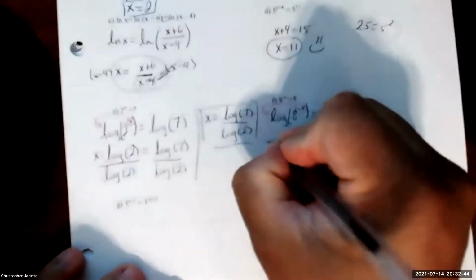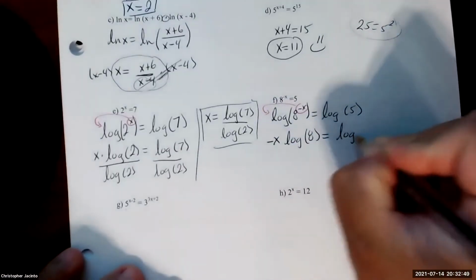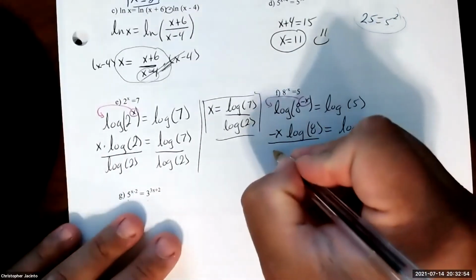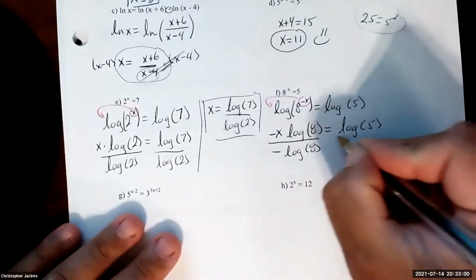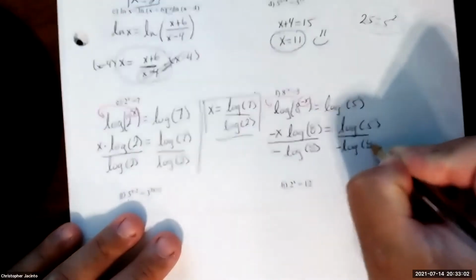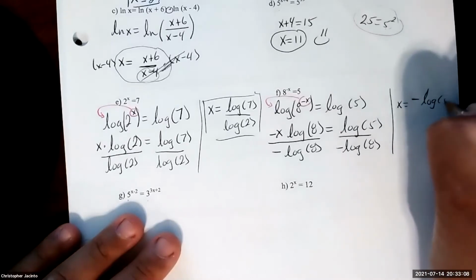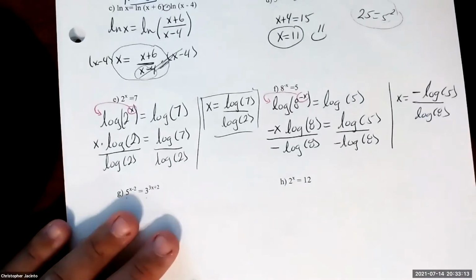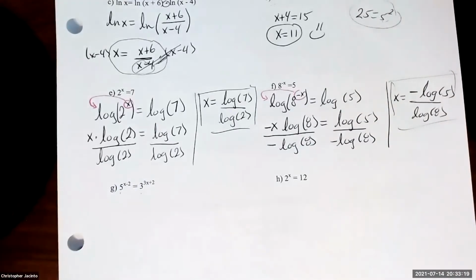Okay. So then we have negative x times log of 8 equals log 5. So we're going to divide by negative log of 8. And if you wonder why negative, I just want x. I just don't want a negative x. So I'll just do the whole thing at once. So the answer is x equals negative log of 5 over log of 8. And you can keep the negative on the top or bottom. I just prefer it on the top, but I'm fine either way you put it. And there you go. There's your answer.